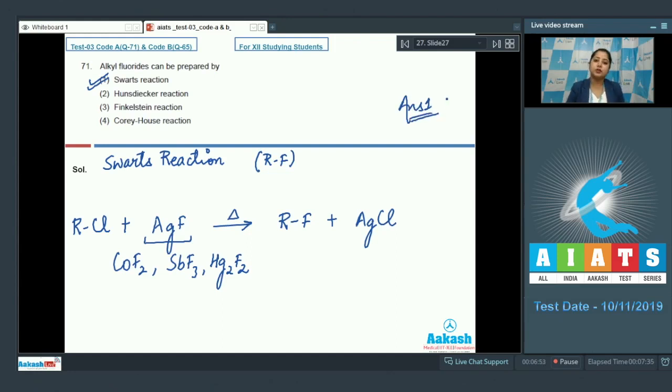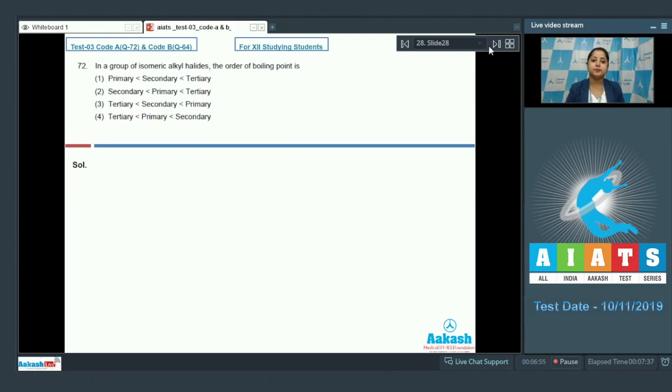Let's move to the next question, students, which is 72. Let's read the question. In a group of isomeric alkyl halides, the order of boiling point is. Class, in this question, we are given isomeric alkyl halides. One is primary, one is secondary, and one is tertiary. And we have to identify their correct order of boiling point.